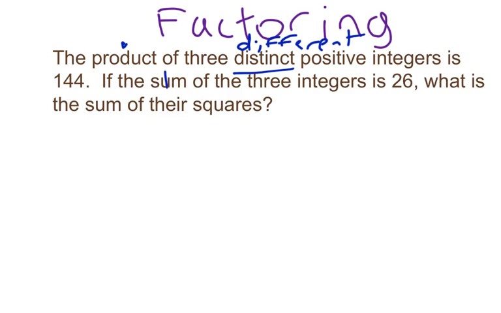If the sum, which means to add, of the three integers is 26, that means they're not decimals. Then what is the sum of their squares?